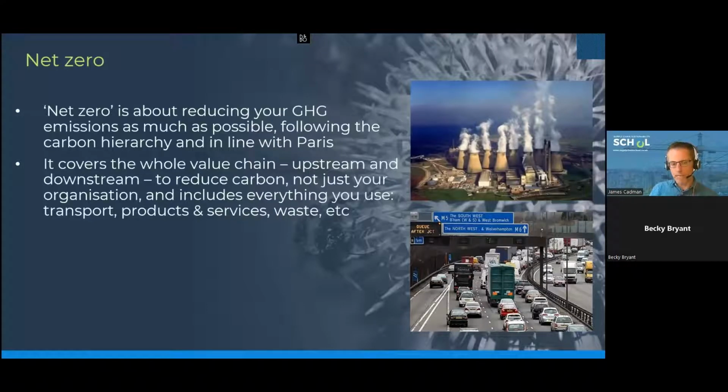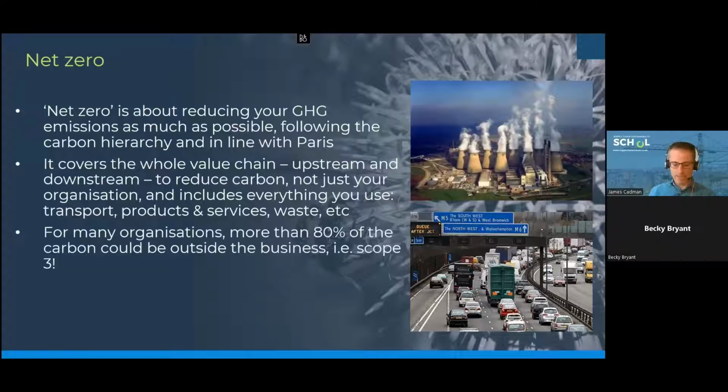Importantly, it is becoming accepted now that net zero applies to your whole value chain, your upstream supply chain and your downstream customers as well. It's not just your own organization. It's not just the buildings and the fleet that you have. It's everything else. It's your suppliers, the materials, the goods and services that you buy. It's your customers' use of energy because of the products that you are providing them, that you are selling to them.